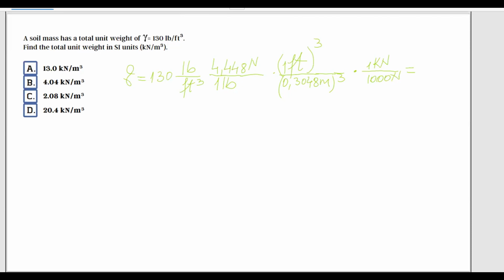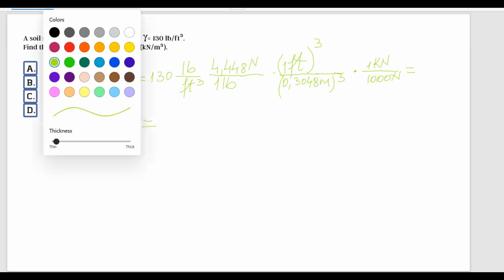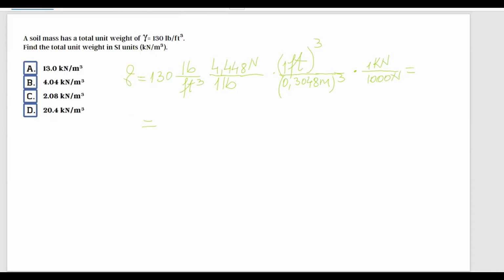Very curious about that. Okay, so first I'm going to start by reducing, let me take another color, the units. So I'm going to get rid of cubic feet. This is it. And then I'm going to get rid of newtons. I'm going to get rid of pounds. There you go. And as you can see, I am left with kilonewtons over meters cubed, which is exactly what I want. Now let's just do the math and see what's the number we're getting.